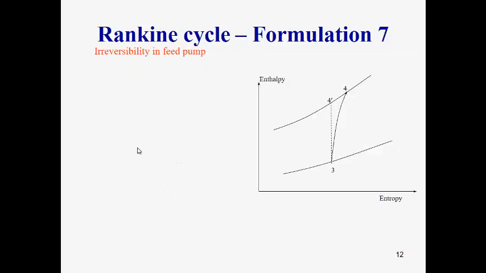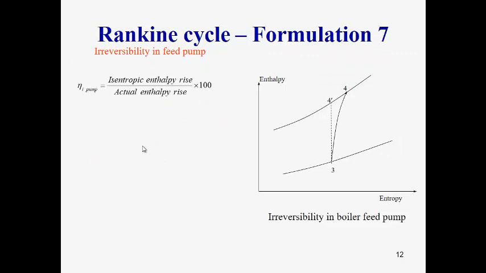Similarly, for the pump also the isentropic efficiency is defined. 3 to 4 is the actual pumping, 3 4 dash is the isentropic pumping.